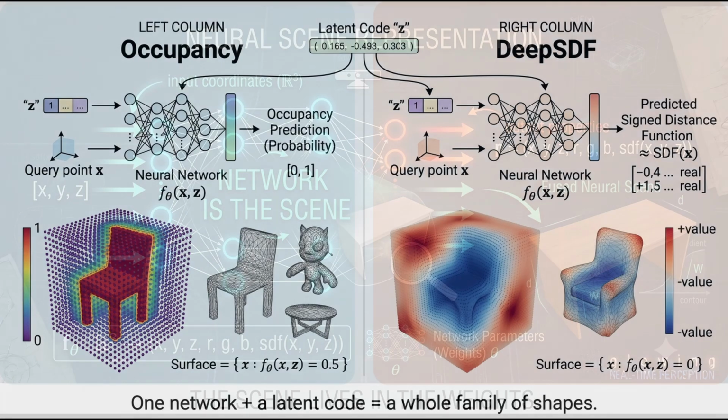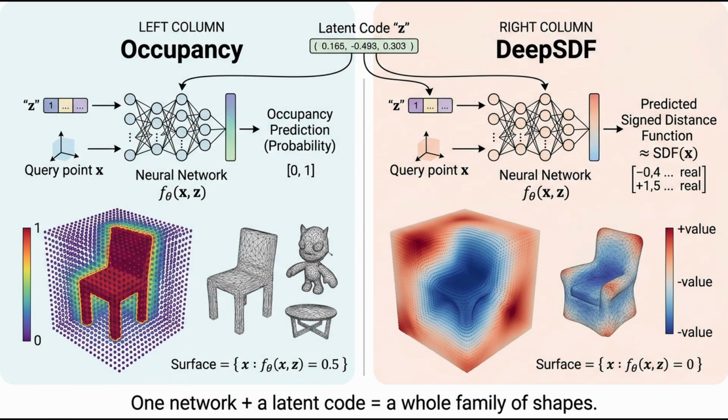Start with the simplest version, occupancy networks. The network takes a 3D point and outputs a single number, the probability that this point is inside the object. The surface, once again, is a level set, this time the set of points where the network says 50-50, the boundary between inside and outside. A close cousin is DeepSDF, where instead of occupancy, the network regresses the signed distance we just discussed. So now the SDF isn't stored in voxels, it's stored in network weights.